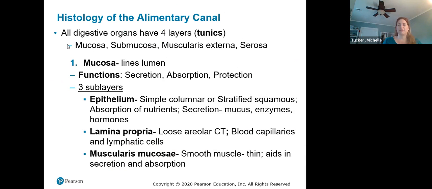We're going to take a brief look at the histology of the alimentary canal, and then when we get to individual organs, we will look at how that is either more specialized or slightly changed. In general, all digestive organs have 4 layers called tunics. You do need to know the order. You need to know what is in each one of them.